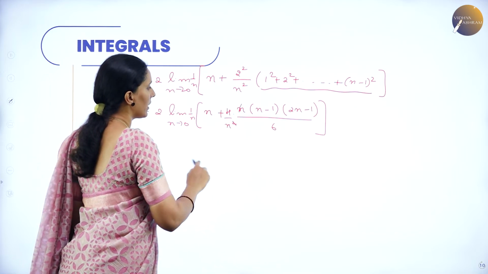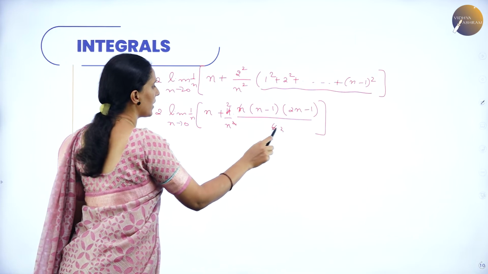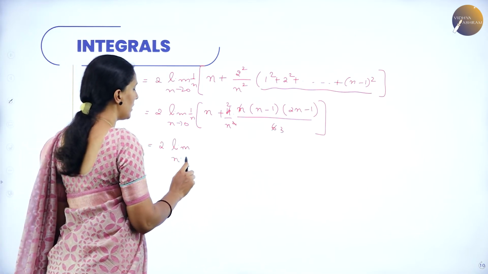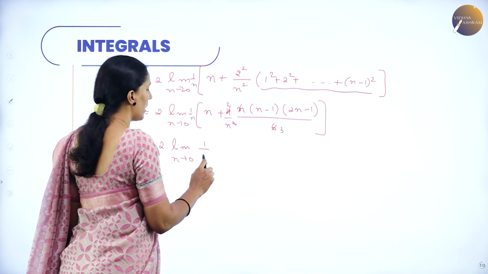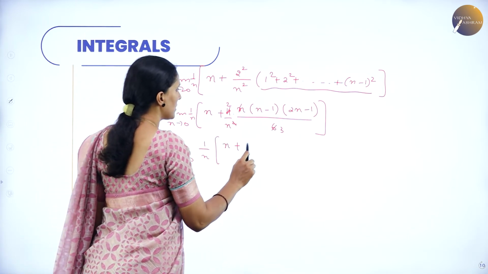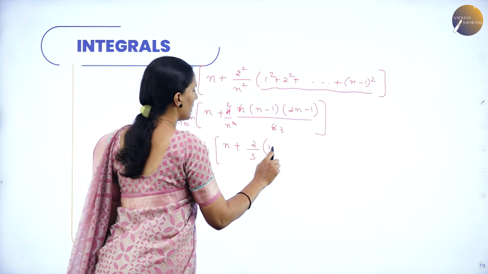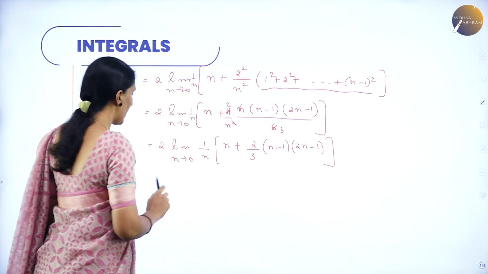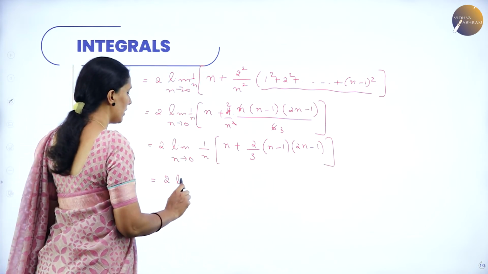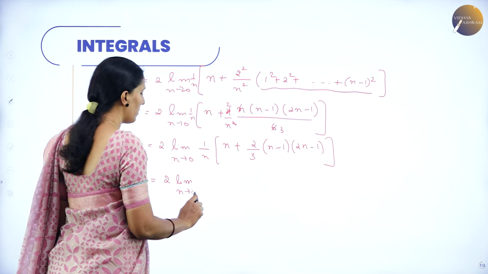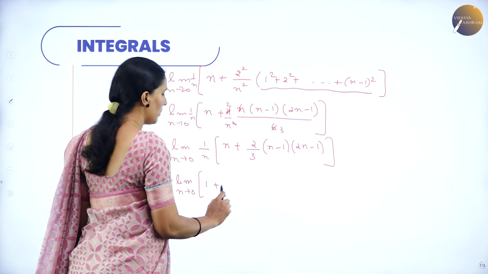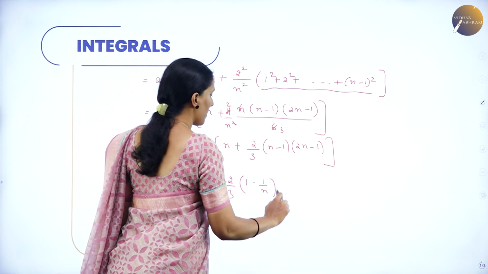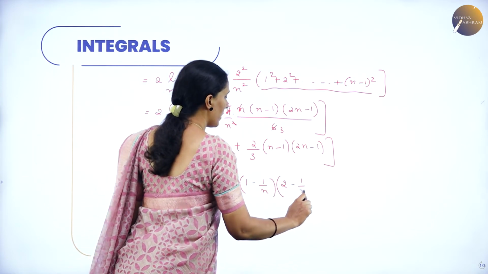So the n's get cancelled, the 2's and 3's get cancelled. So next I have 2 times the limit as n tends to infinity of (1/n)(n + 2/3 n − 1)(2n − 1). So multiply n to the inside value. Then it becomes (n/n)(1 + 2/3), so this becomes (1 − 1/n), next (2 − 1/n).